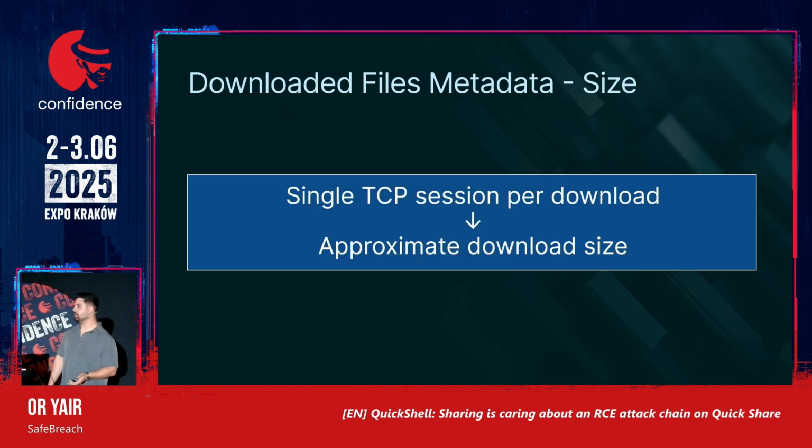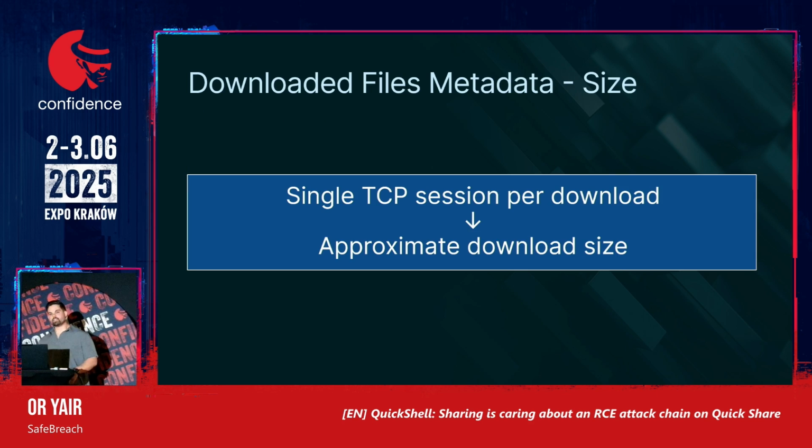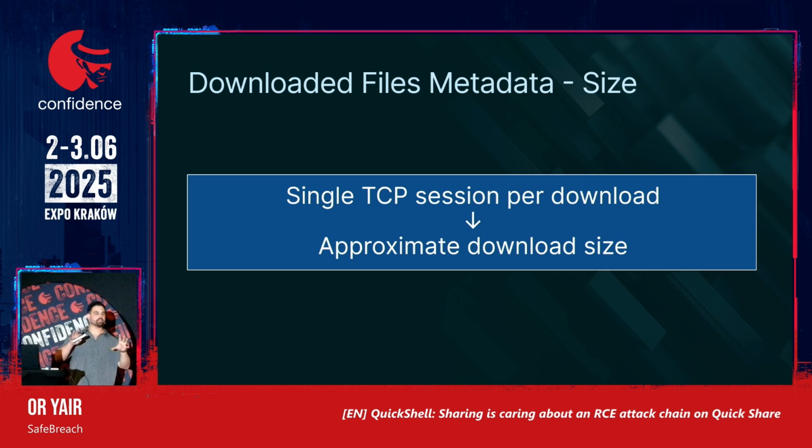The second element present as part of the metadata of an HTTPS is the approximate size of the download. So it is true that encryption might add some random padding, but even though that's the case, the size of the download still stays relatively the same.